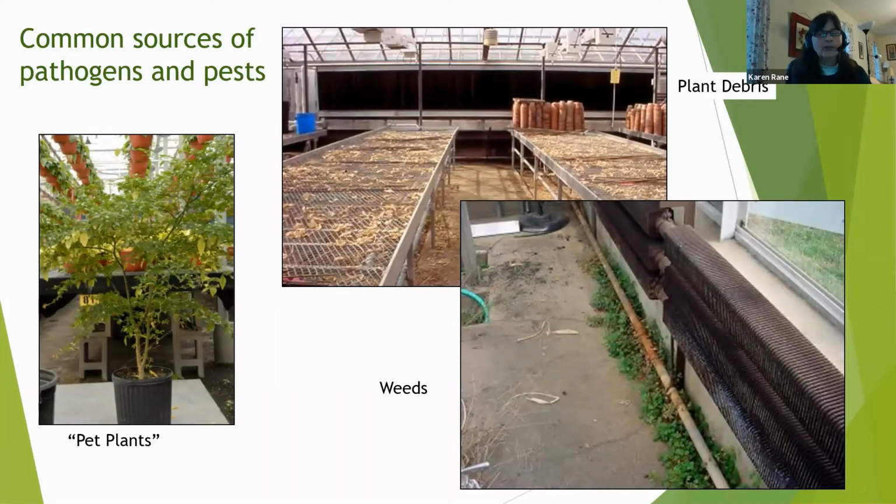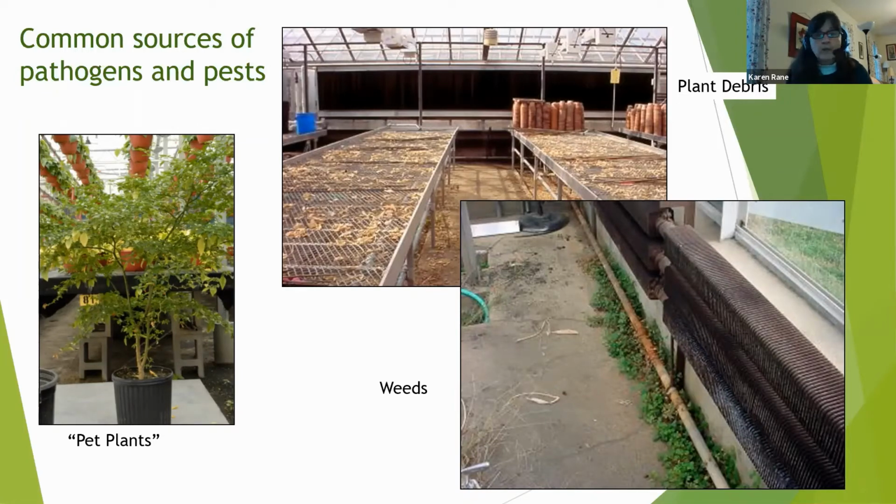Other sources of pathogens and pests. Pet plants are notorious for keeping insects and diseases within a greenhouse. People love to bring in their house plants, and the environment is wonderful, but you're also trying to grow a crop. And a lot of insects and even some diseases can survive on that pet plant and get transmitted to the crop that you're trying to produce. So it's really important to keep these kinds of plants away from the crops, so that just eliminates that source of pathogens and insects.